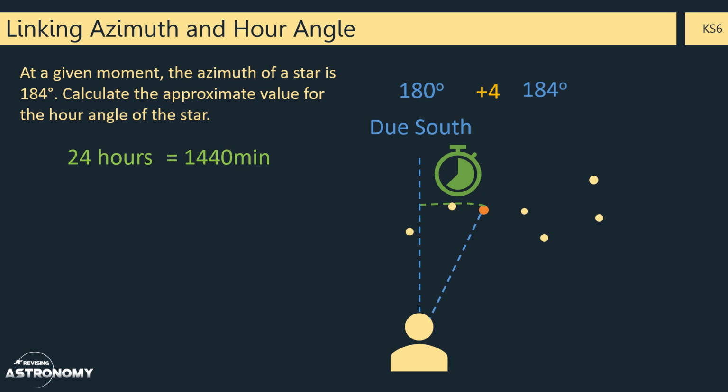minutes. And we can use our ratios to work out how many minutes is the equivalent to 4 degrees. So to get from 360 to 4 degrees, we have to divide by 90. And we need to do the same to both sides. So 1,440 minutes divided by 90 gives 16 minutes. Therefore, we know that the star has travelled for 16 minutes since it was on the southern meridian, and so it has an hour angle of 0 hours and 16 minutes. It's positive because it's already passed the southern meridian by travelling west.